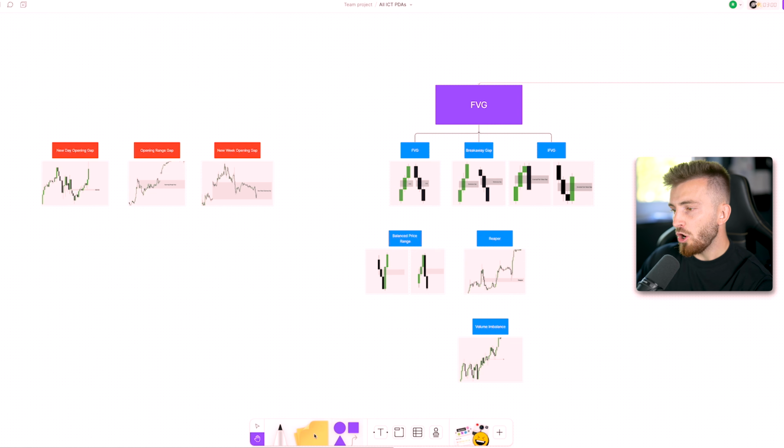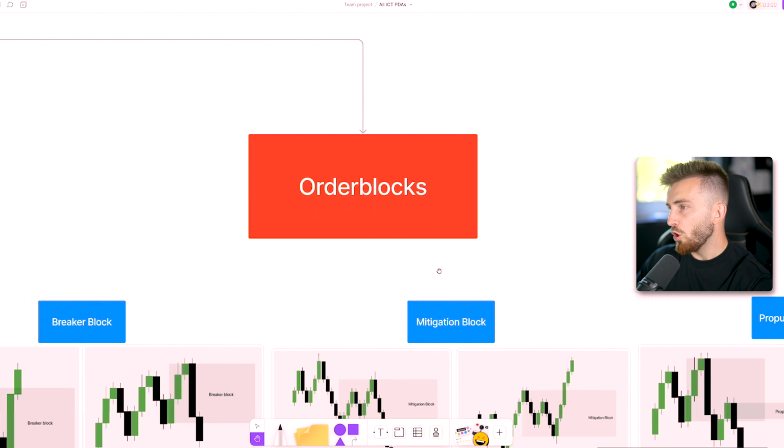So that is the new week opening gap, and that is all for gaps. So we have new week, new day, etc. opening gaps. We have normal fair value gaps, etc. Now let's go on to order blocks.